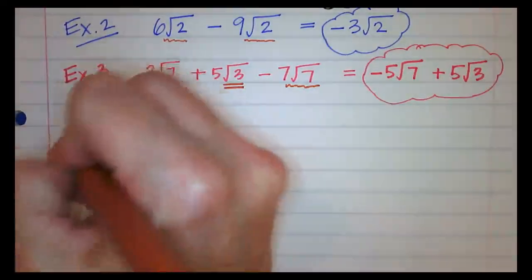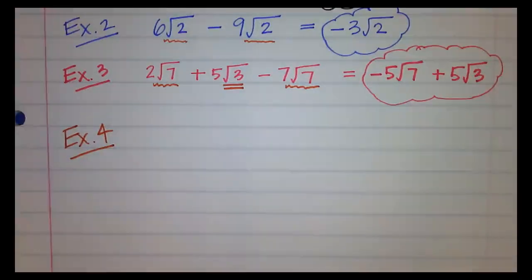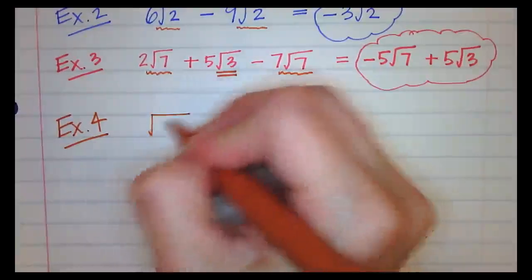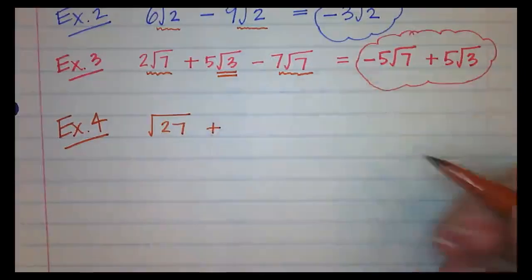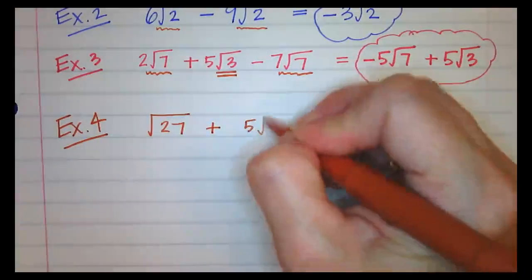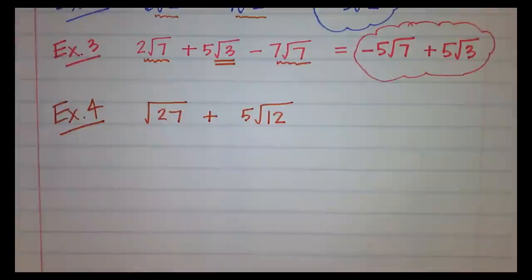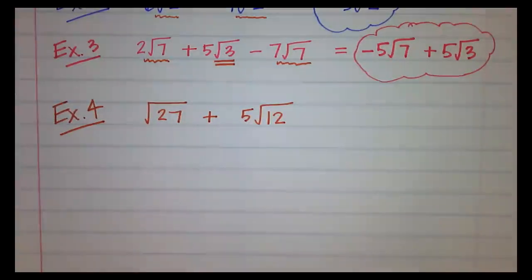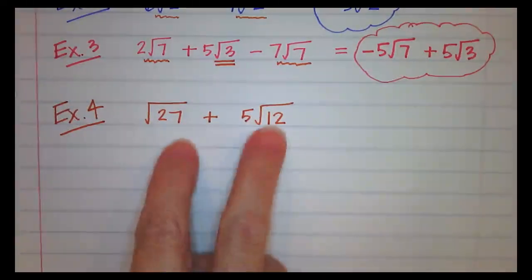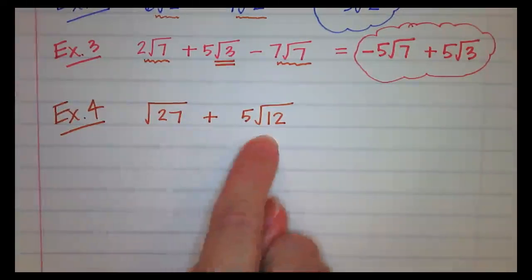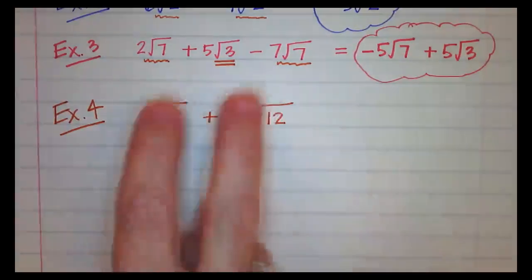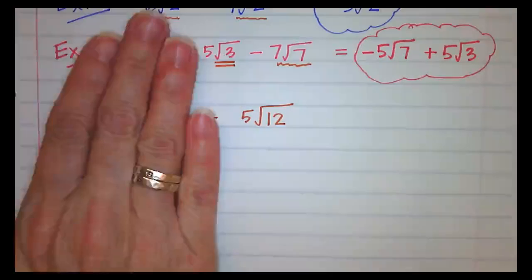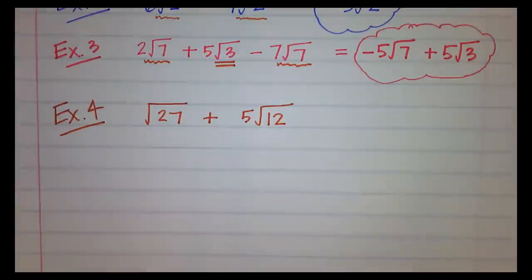So here is example 4. Let's say we had square root of 27 plus 5 square root of 12. You look at this and you say, okay, these are not like square roots, so I can't do anything, so that is the answer. But in fact, we can reduce these square roots because I know I can break down 27 and I know I can break down 12. So what we need to do is simplify each of these separately, and then chances are pretty good we'll be able to add together the simplified answers.